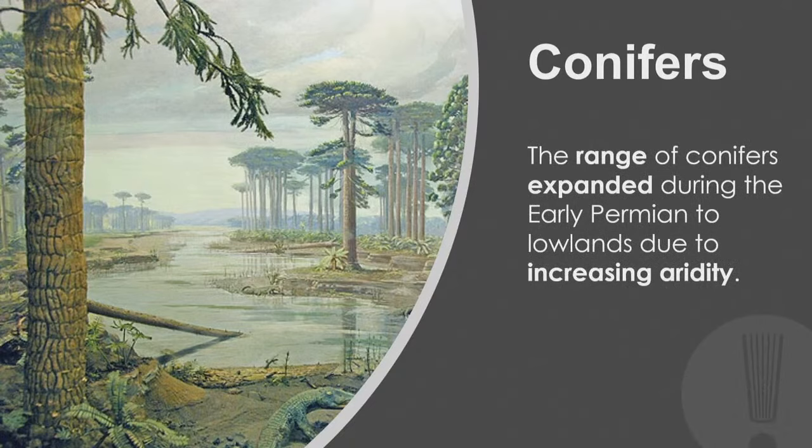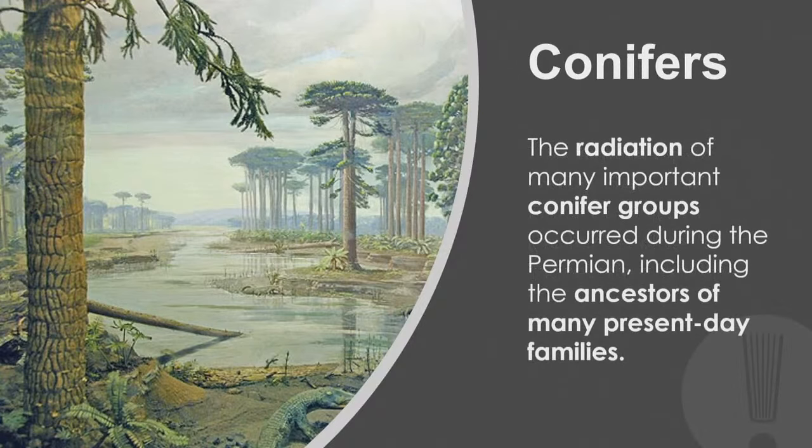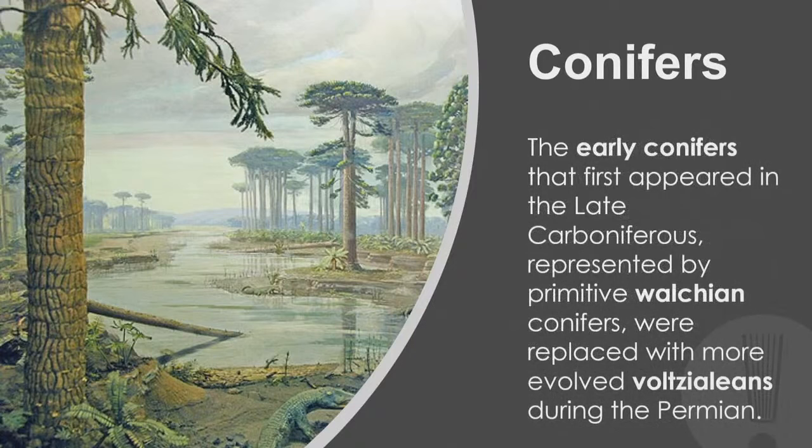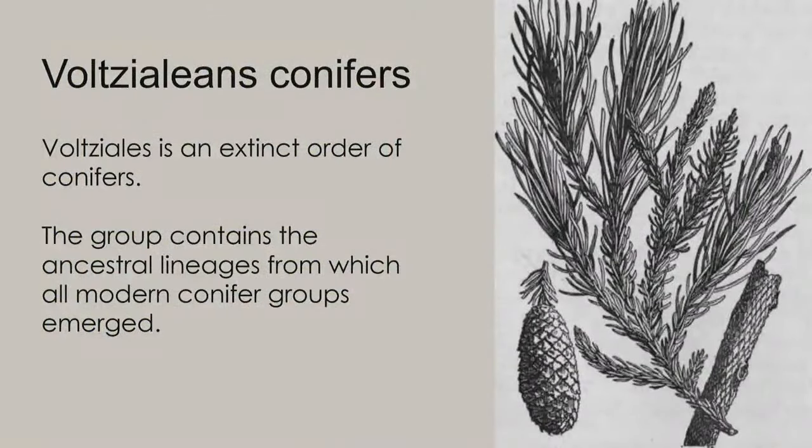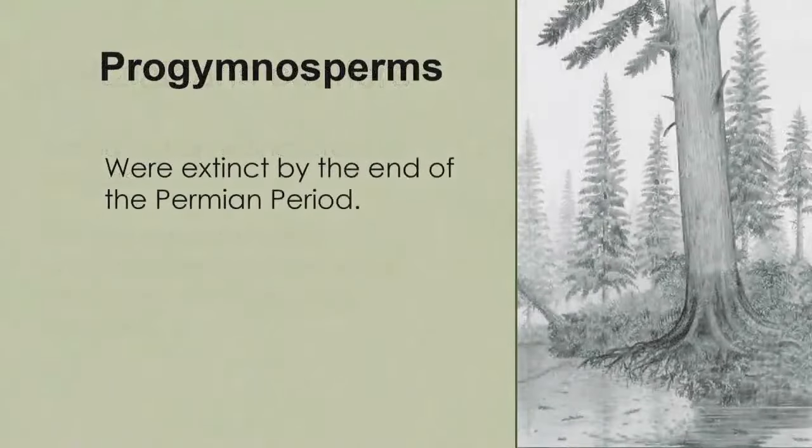The range of conifers expanded during the early Permian to the lowlands due to the increase in aridity, or dryness. The radiation of many important conifer groups occurred during the Permian, including the ancestors of many present-day families. The early conifers that first appeared during the late Carboniferous, represented by the primitive Archaeopitys conifer, were replaced with the more evolved Voltziales during the Permian. And so these are a little bit more evolved. It's still an extinct order of conifers, but this group contains the ancestral lineages from which our modern conifers evolved. The progymnosperms, which gave rise to those gymnosperms, were extinct by the end of the Permian period, so these went away.